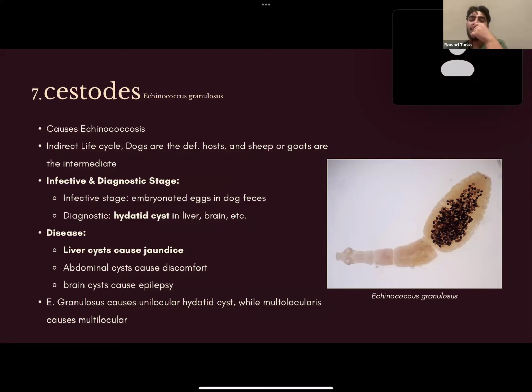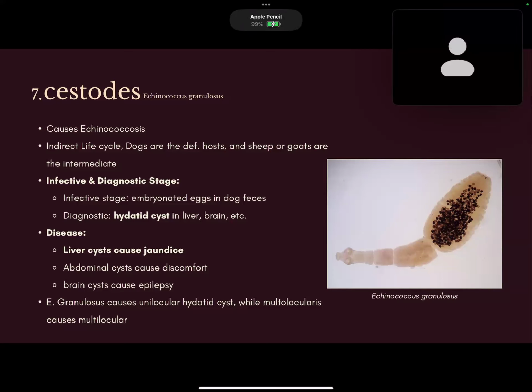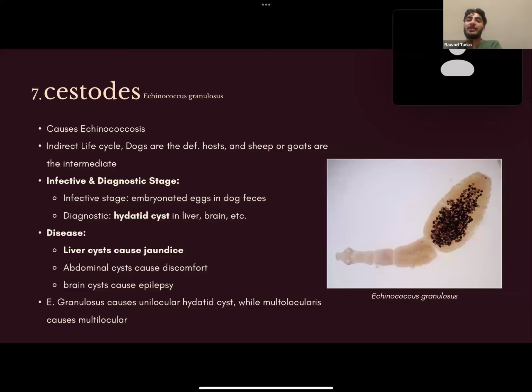Okay, and then it's an indirect life cycle again, where dogs are the definitive hosts and sheep or goats are the intermediate. So what does that make the humans in this case? If dogs are the definitive hosts, sorry? Accidental hosts, exactly, perfect. So in this case, the humans would be accidental hosts. The infective stage again would be the embryonated eggs in the dog feces, and the diagnostic form would be the hydatid cysts in the liver or brain or other various tissues in the body. Okay, so that's the cause for disease in humans, the hydatid cysts.